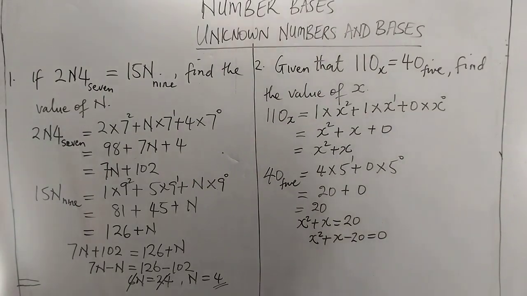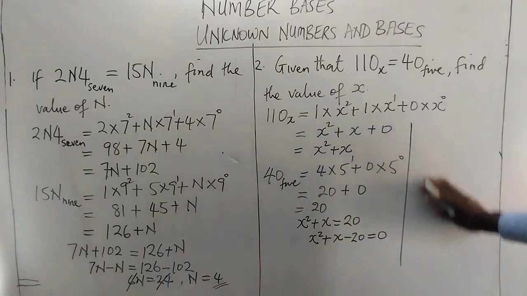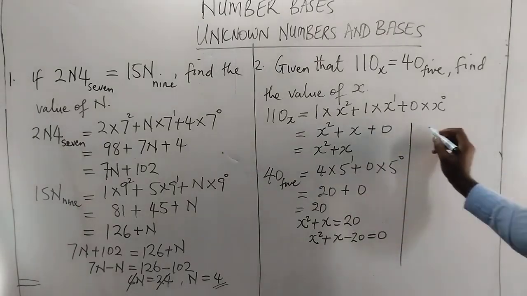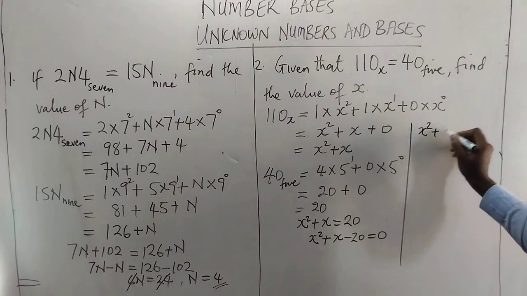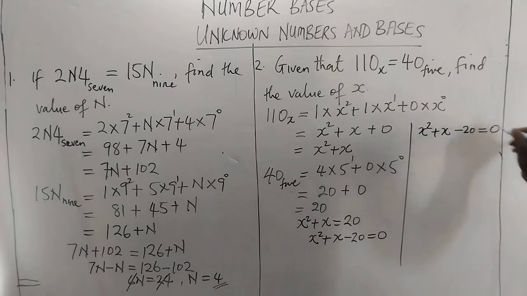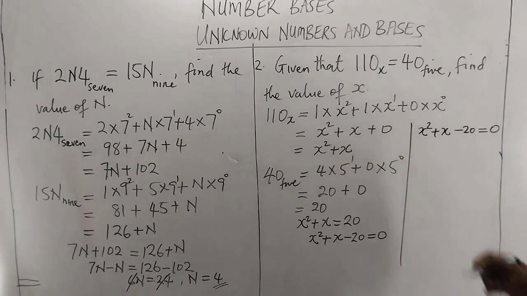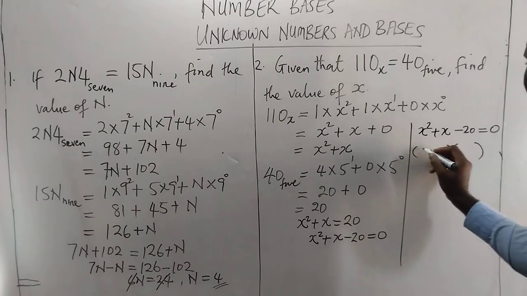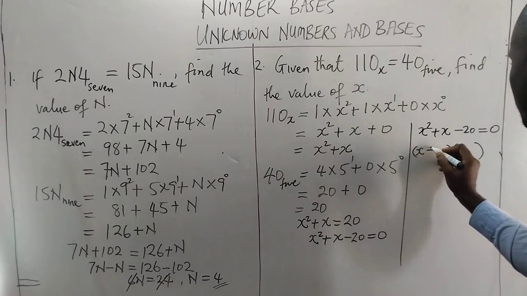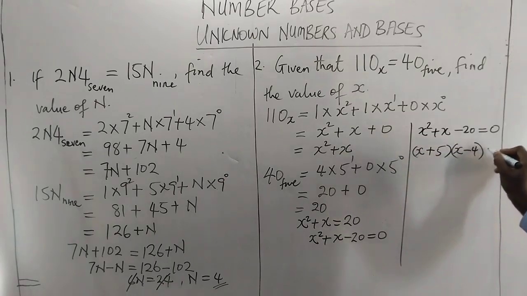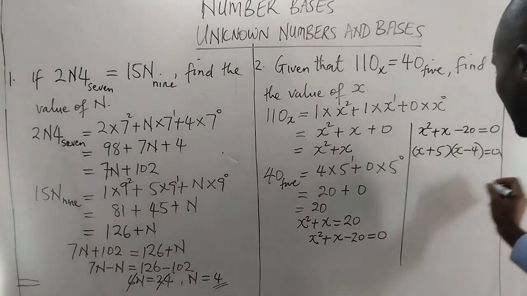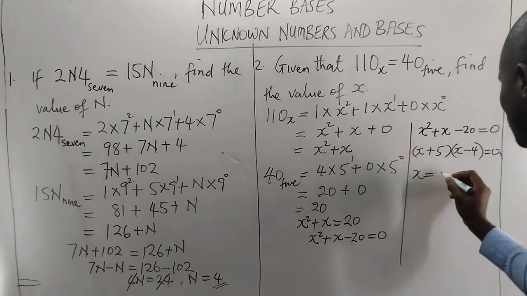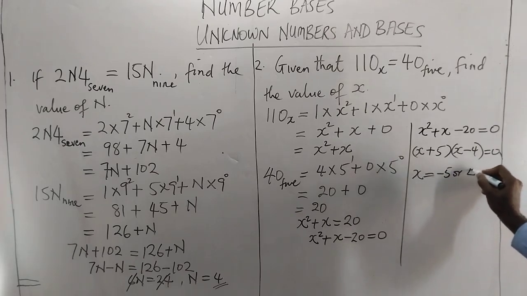Now, to continue, let me solve the quadratic this side. We have different methods of solving quadratic equations. I will use the factorization method. Now, if you use the factorization method, this is what you will get. This is what you will have. And at the end of the day, x will be equal to minus 5 or 4.